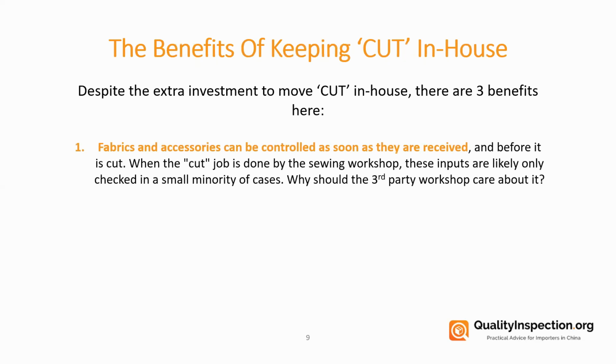So first of all, the fabrics and accessories can be controlled as soon as they're received and before they're cut. Whereas if a third party is receiving the raw materials, maybe they won't check them for defects as thoroughly. After all, why should they care? They're being paid to do a job, which is to get the materials, cut them, and make them ready for sewing.